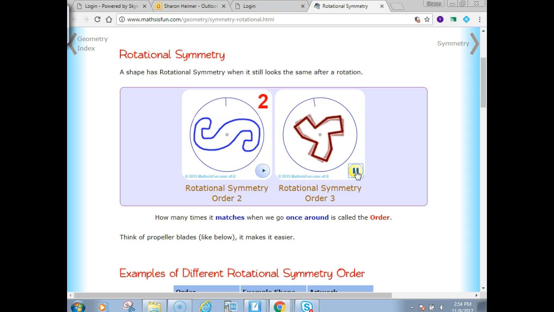Check this one out. Why is it order 3? 1, 2, 3 turns till it's back where it started. So you could do 360 divided by 3, which would be a magnitude of 120.